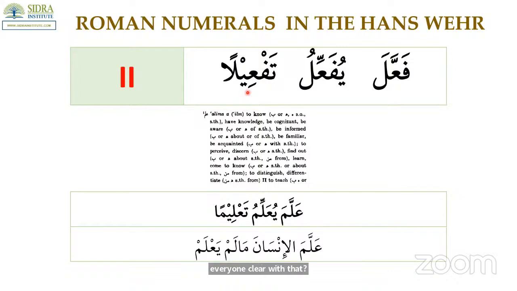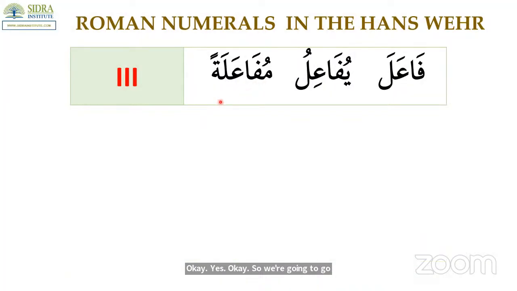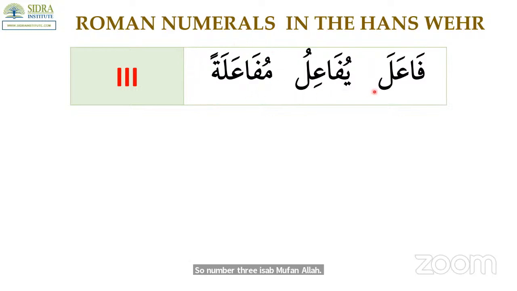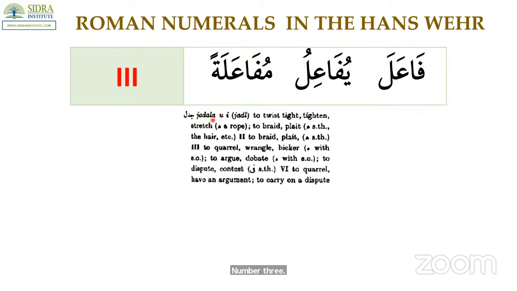Okay, so we're going to go all the way to number 10, inshallah. Number 3 is bab mufa'ala. So when we see 3, it's this pattern: fa'ala yufa'ilu mufa'alatan. Let's look here. We have jadala yajdulu, so this is thulathi mujarrad, the triliteral verb. Then we have I; it can even be jadala yajdilu, and the masdar is jadlan. It means to twist tight, tighten, stretch, etc.